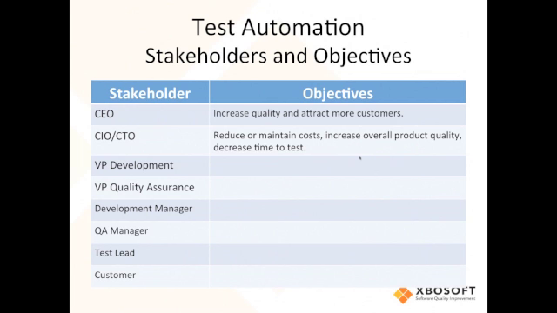On the other hand, a test lead may be concerned about how they can increase the amount of time that they spend on exploratory testing, or how they can reduce the amount of time that they spend on doing manual testing. So it covers the whole spectrum in terms of the types of objectives that different people have in an automation project.